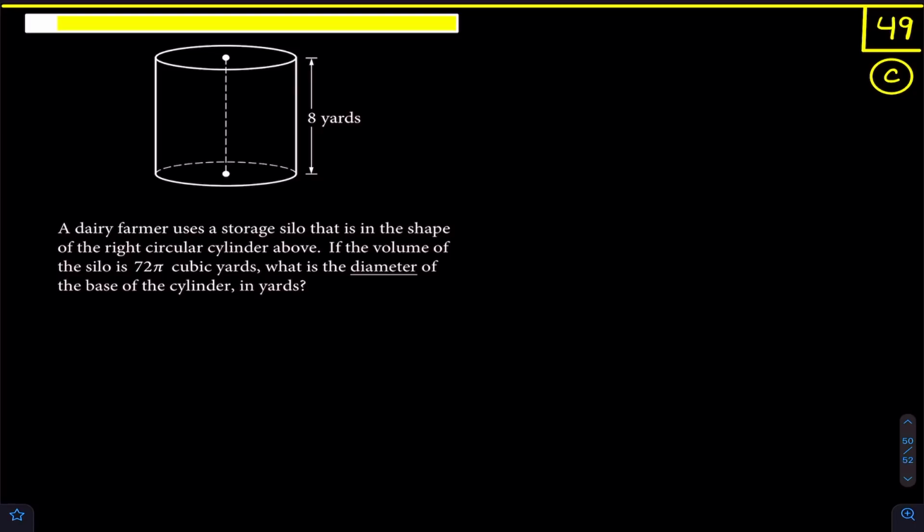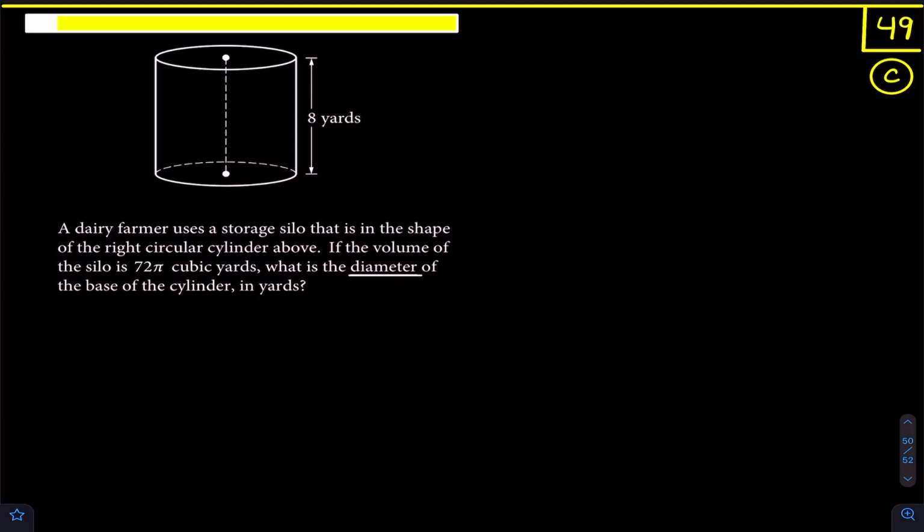So, moving on to problem 49. This problem says that a dairy farmer uses a storage silo that is in the shape of a right circular cylinder above. If the volume of the silo is 72 pi cubic yards, what's the diameter of the base of the cylinder in yards? So, first off, big thing here, we're asking for the diameter.